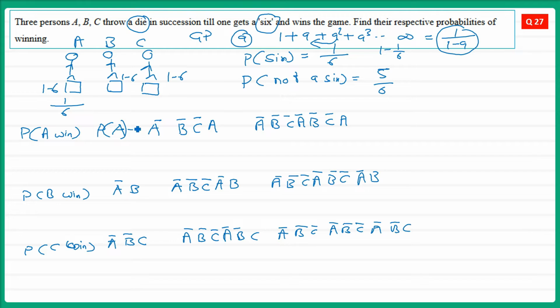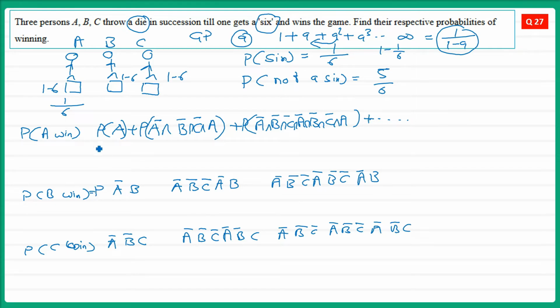So we just call it the probability of A plus the probability of A bar intersection B bar intersection C bar intersection A. And this all goes A, B, C, A, B, C bar intersection with A. And this goes till infinity.